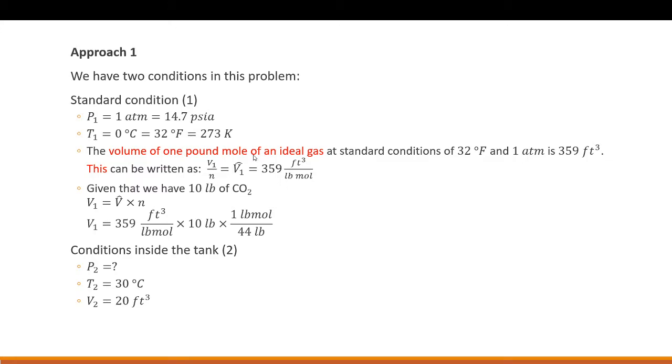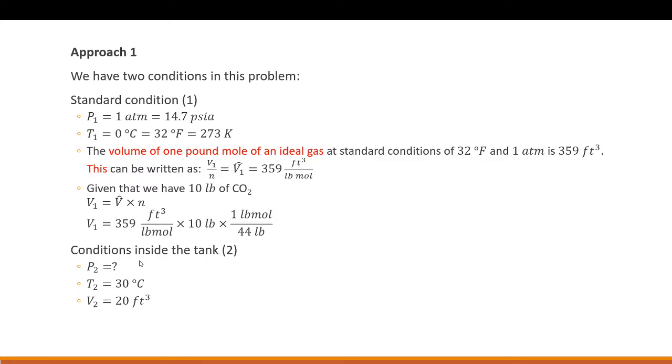So we already have this, we can determine our volume. We know that we were given 10 pounds of CO2. To convert it to volume, we multiply V cap with N, the number of moles. But we are given the mass of CO2, so we have to convert it to the number of moles by dividing by its molar weight. This one is the molar weight.